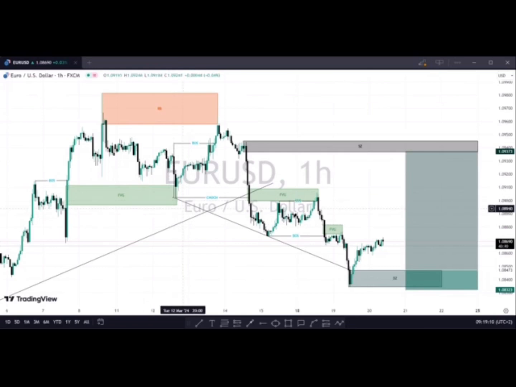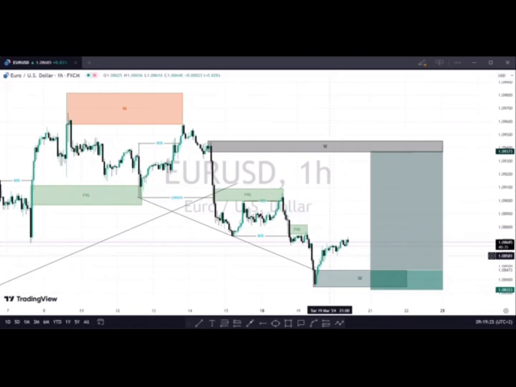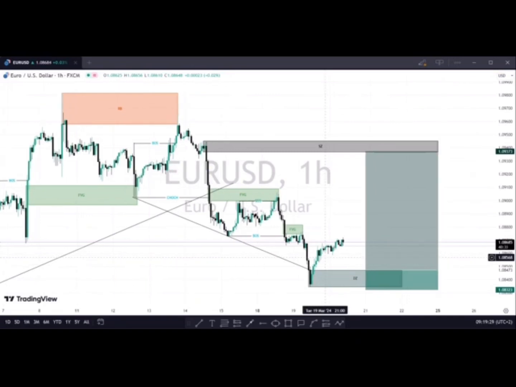And you can see that we have our first touch here and second touch here, ultimately our third touch. But the third touch is extended because the market had to provide us with a demand zone here.